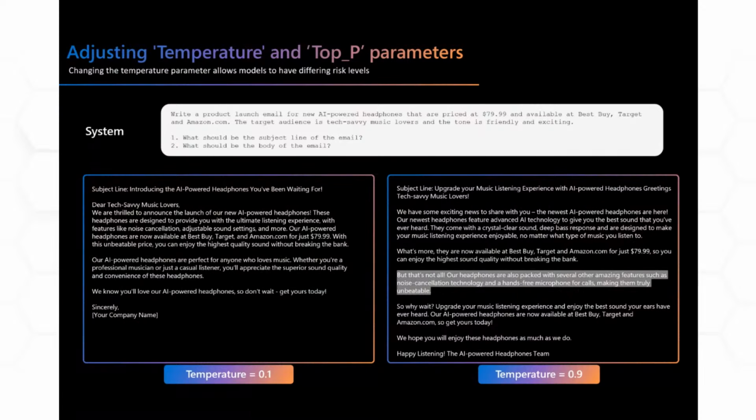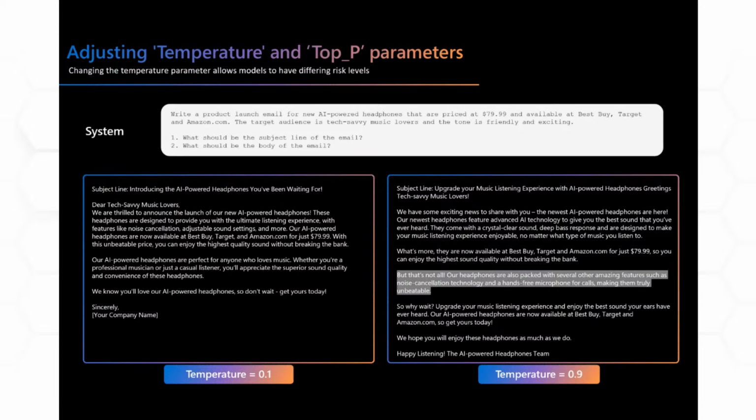So in this example, I'm telling the model, write a product launch email for new AI-powered headphones that are priced at $79.99 and available at Best Buy, Target, and Amazon. The target audience is tech-savvy music lovers, and the tone is friendly and exciting. What should be the subject of the email and the email itself?